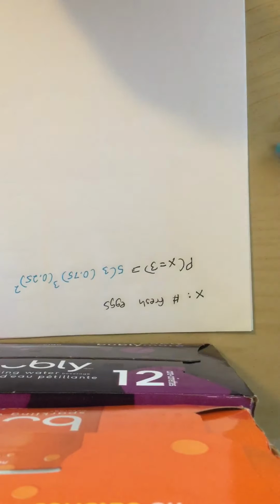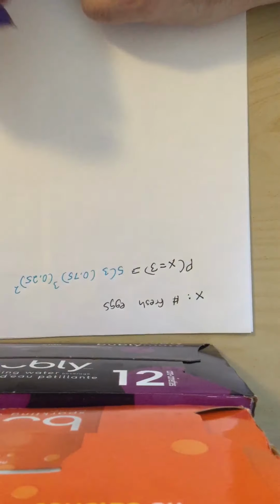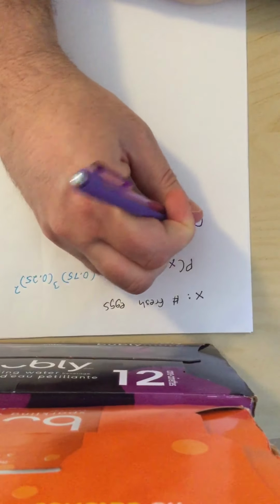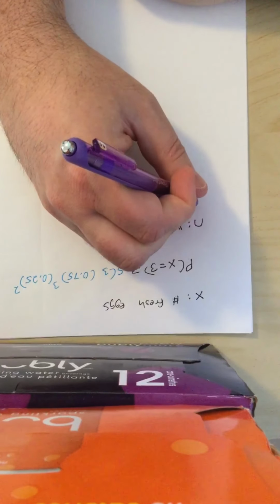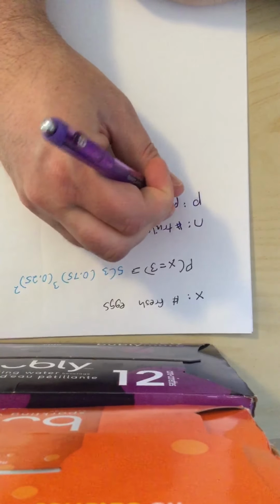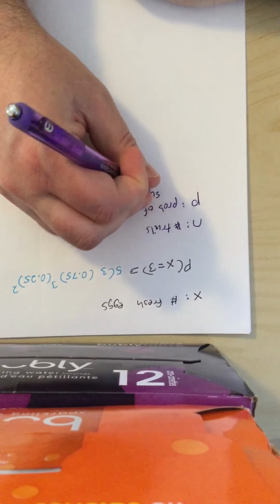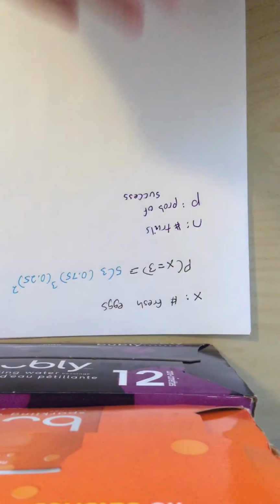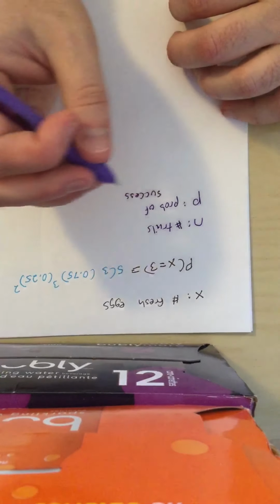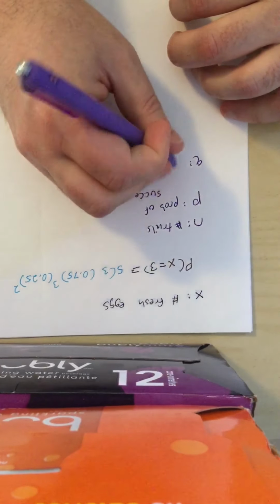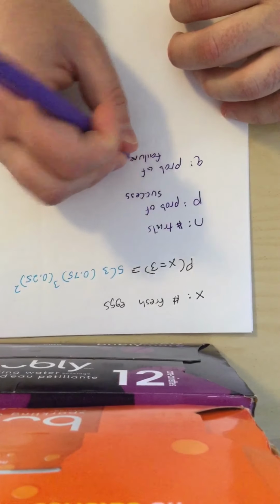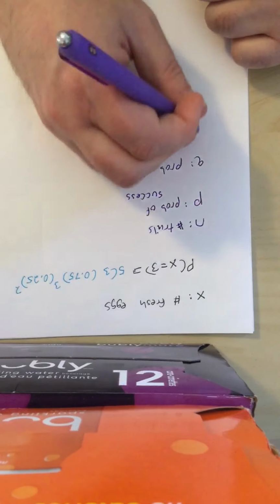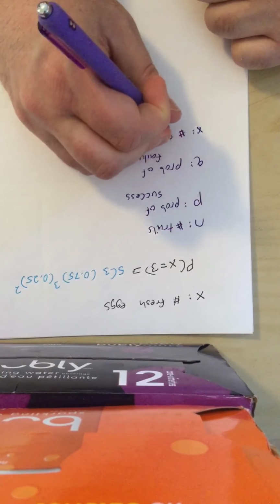Okay, so what we're going to do now is we're going to turn this into a formula. So we're going to create some variables. The variables we're going to create are n is going to be the number of trials, and p is going to be the probability of success. So it's the probability that one trial is successful, not the probability that the whole experiment is successful. The probability that one trial is successful. q is going to be the probability of failure. And then x is going to be the number of successes required.